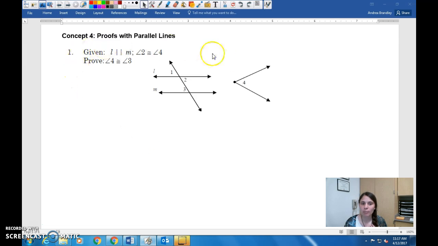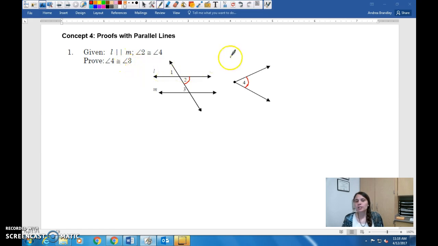So for example, I have this picture and statements here, and it says given that L is parallel to M, so I'm assuming that these two lines are parallel. And then it also says given that angle 2 is equal to angle 4. So this angle is equal to this angle, and I'm assuming that these two lines are parallel because that's what's given to me. So what's given to me, I don't have to prove. I don't have to explain that. That's just true because it was told to me. But what it wants me to prove is that angle 4 is congruent to angle 3.